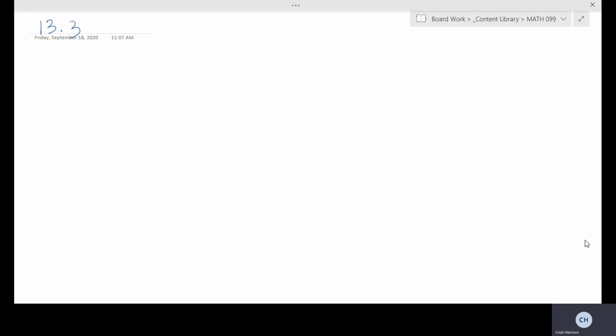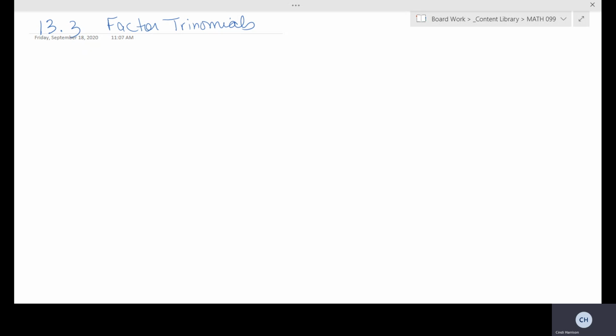Today I'm going to give you some notes on factoring trinomials, which is section 13.3. So in 13.1 and 13.2, you looked at factoring out the greatest common factor and factoring by grouping.